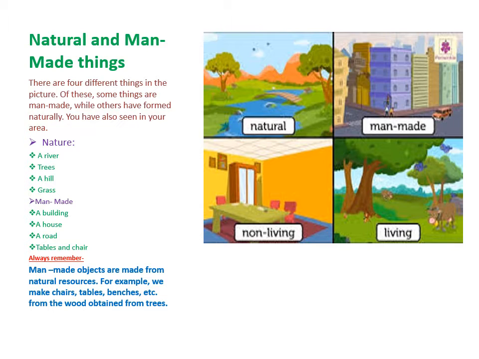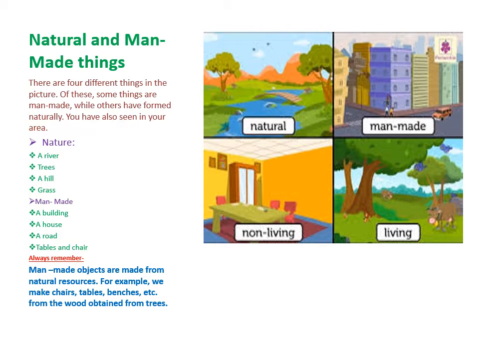Now here in the next picture we have living things: animals around, trees growing, then birds moving around. So all these are living things. We human beings are also living things because we breathe and we grow.